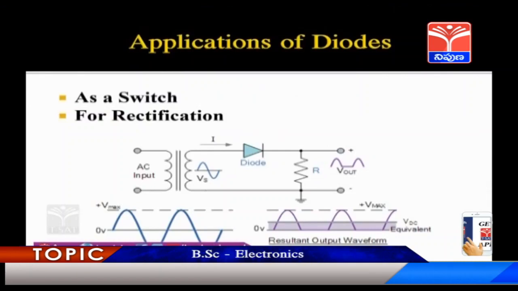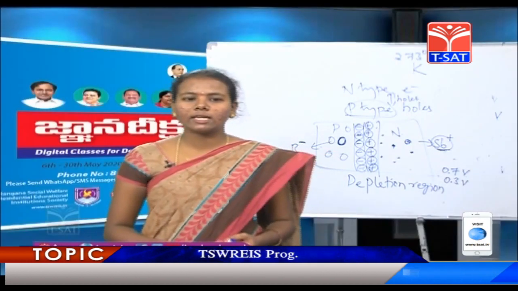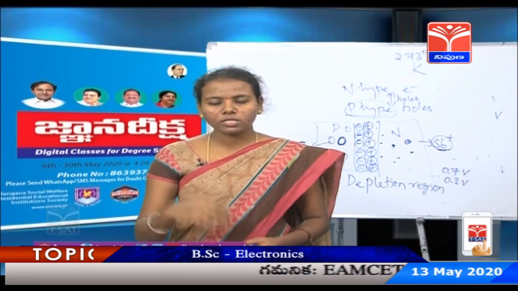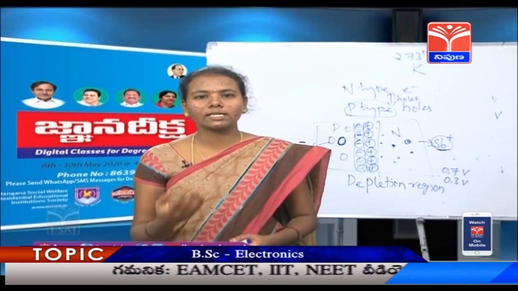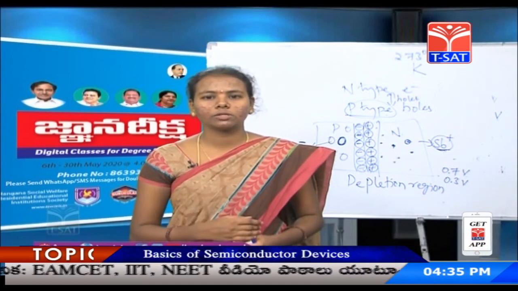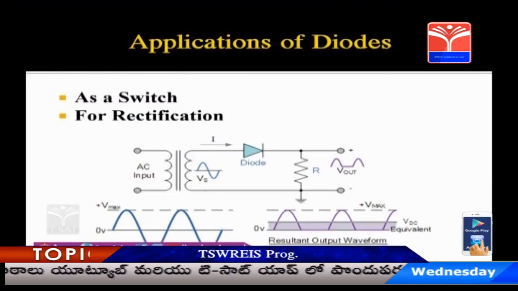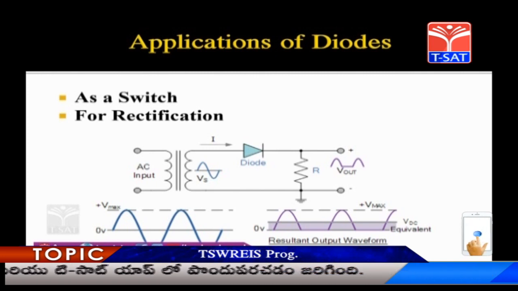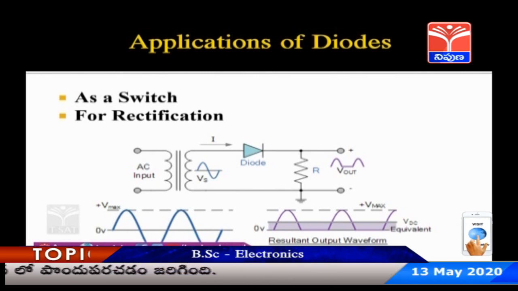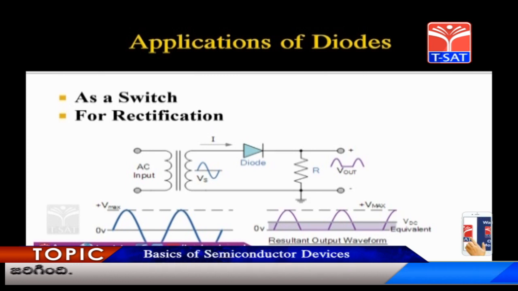If you see the applications of the diode, we have seen that the diode acts as a switch. In forward bias it acts as a closed switch, and in reverse bias it acts as an open switch, that means it is open. And there is one more application of the diode: it is used for rectification.